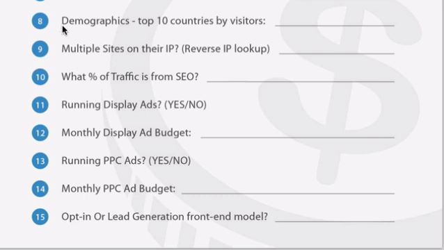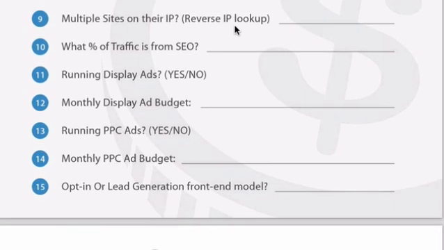Anyway, so number 8, we want to know the top 10 countries by visitor. So we really want to break that out. We can use this to find international opportunities like we've talked about. We can figure out just where they're selling, where we want to run our ads. If we're going to emulate them, we want to go where they are. So we want to drive traffic from those same countries as well.